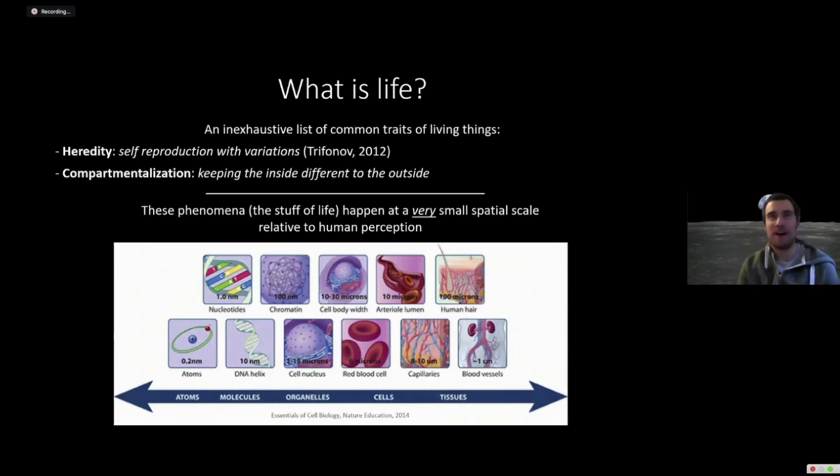So deep thoughts really quickly, what is life? There's an interesting paper of 2012, this idea of self-reproduction with variations. There's also this idea that inside has to be different than the outside, and that takes energy. But generally, the point is that these phenomena, how we keep the inside different to the outside, how we replicate, it all tends to happen at a very small spatial scale.